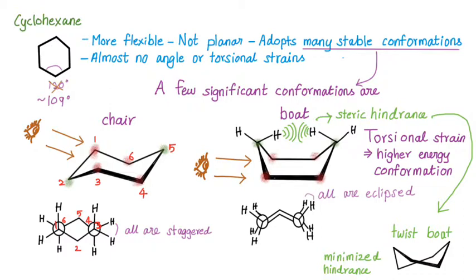So the bottom line is that cyclohexane is not a planar compound like how we draw it on the paper. It should be a non-planar compound. It can be in a chair conformation, a more relaxed state, or in a higher energy boat conformation, right?